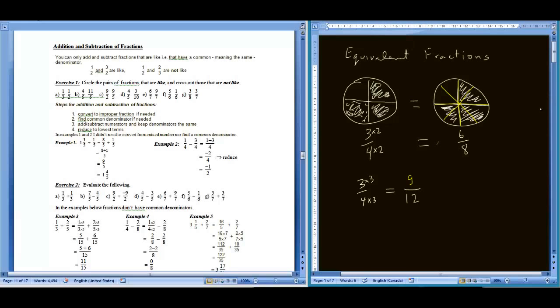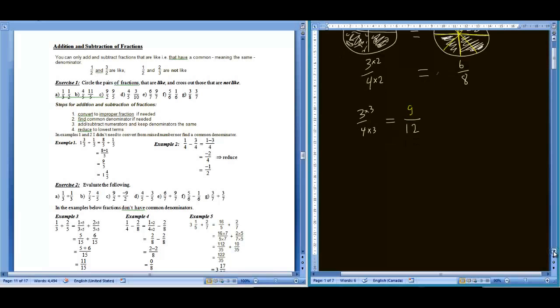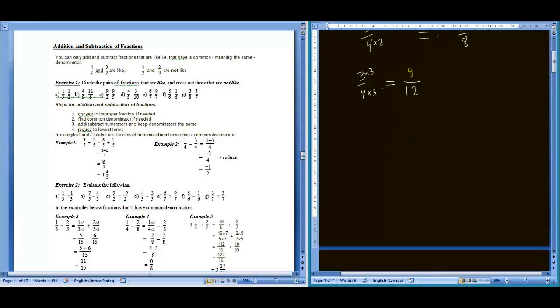And this can be done whether you're asked to come up with your own equivalent fractions, or if you've got an answer like 7 out of 14 and you're asked to reduce to lowest terms. That means come up with an equivalent fraction that has the lowest possible denominator.